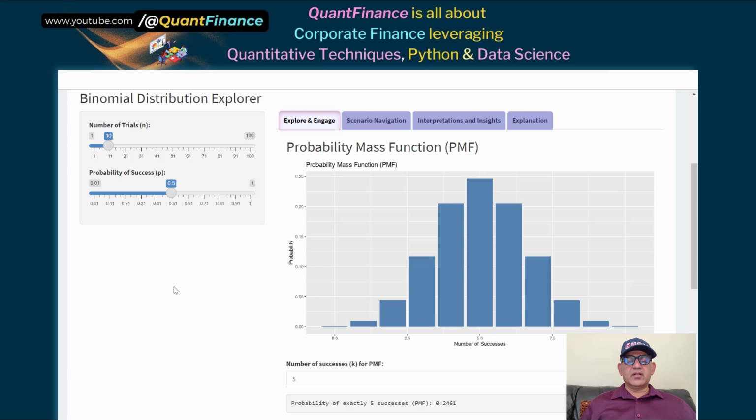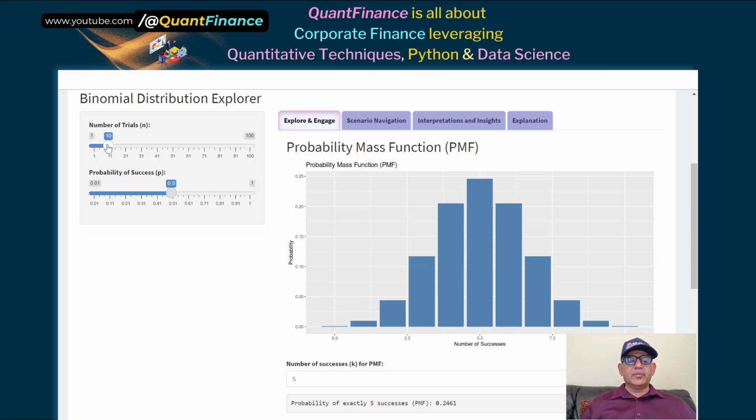Right. So this is a very interesting app for learning these days. Quantitative finance, right? Quantitative finance is nothing else but the application of quantitative techniques, Python, and data science to corporate finance. So this is how I define it, right? So learning it through programming and through a web app is a very interesting thing.